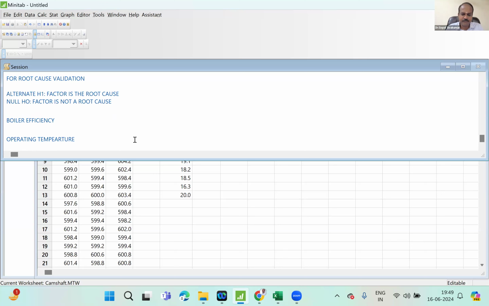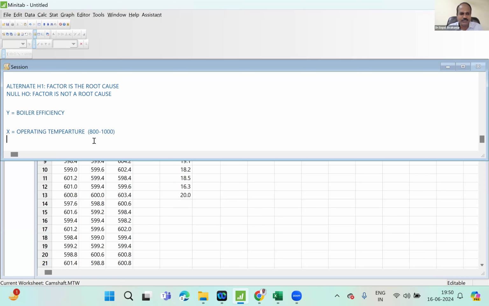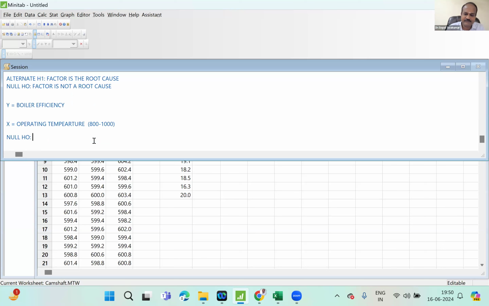Now what is Y here? Boiler efficiency. What is X here? The operating temperature. The operating temperature of the boiler is 800 to 1000 degrees Celsius. For so many years, the company was running the boiler in this range only. But all of a sudden, they are telling, no, sir, operating temperature is wrong. Now, what is the null hypothesis here? Tell me. Operating temperature is not affecting the boiler efficiency. Operating temperature is not critical to efficiency. Yes or no? Yes, sir. And so the opposite will be alternate.